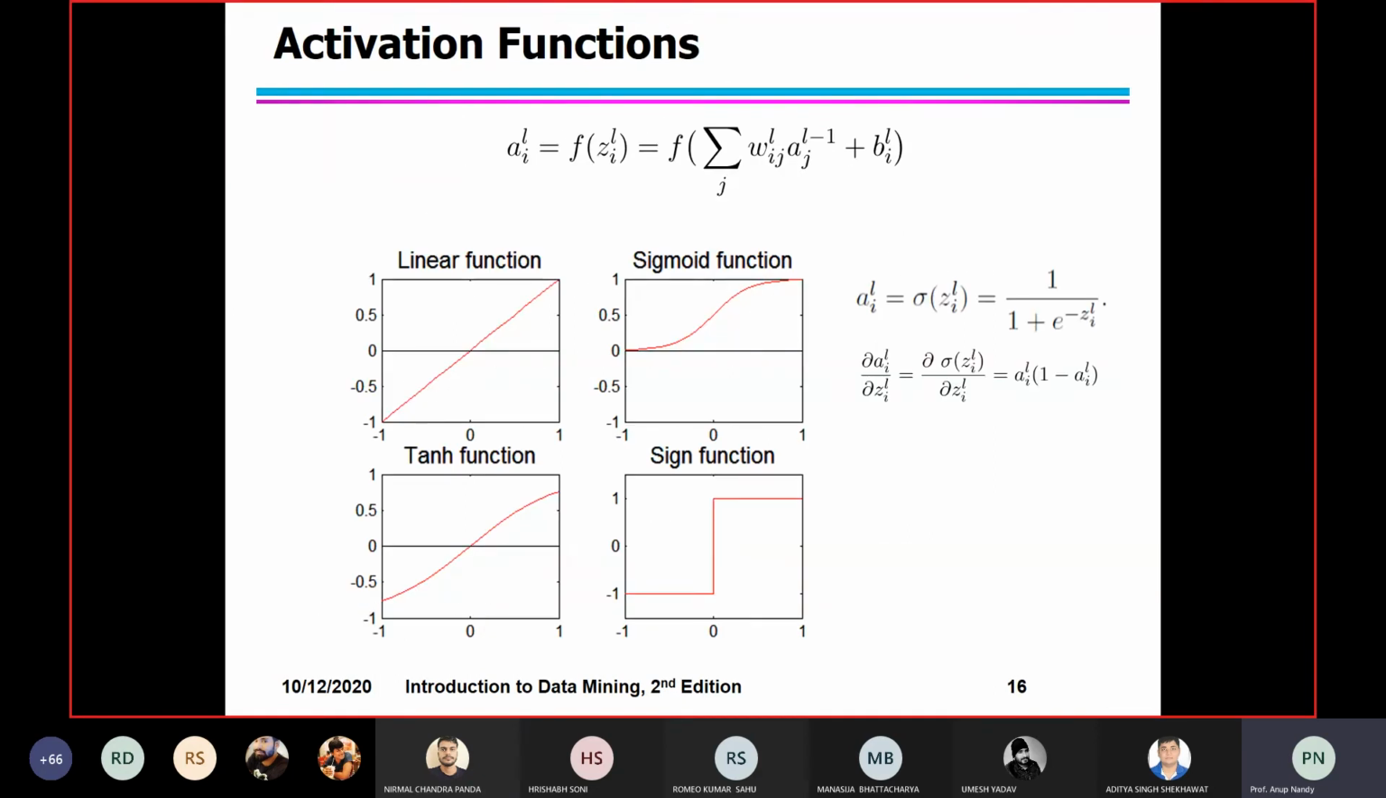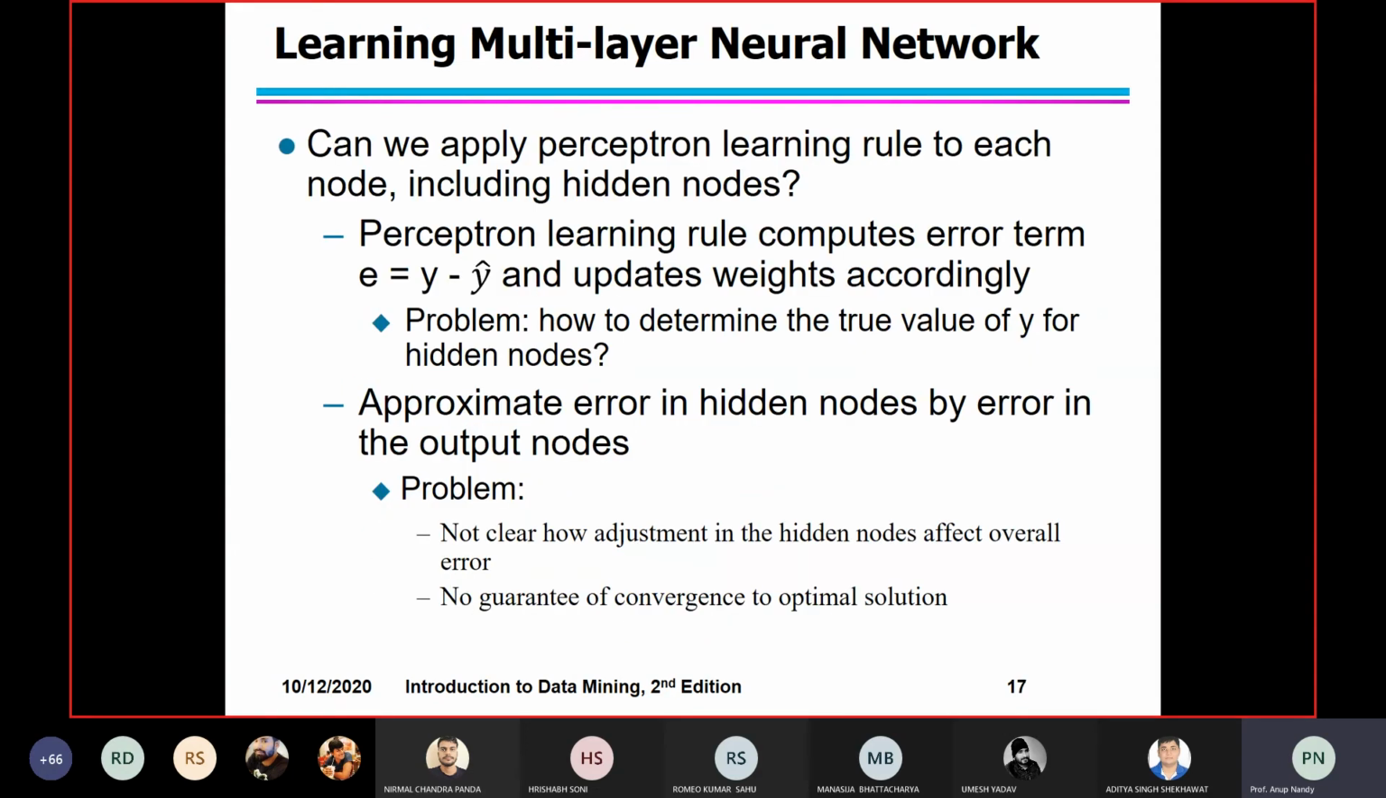Now this a_i^L is equal to a function of z_i, and this function is a sigmoidal function, which you can write as 1 by 1 plus e to the power minus x. So you can have a linear function, sigmoidal function, tan hyperbolic function, sine function. There are a lot of activation functions, and you can apply them in the respective neurons so that you can get this output.